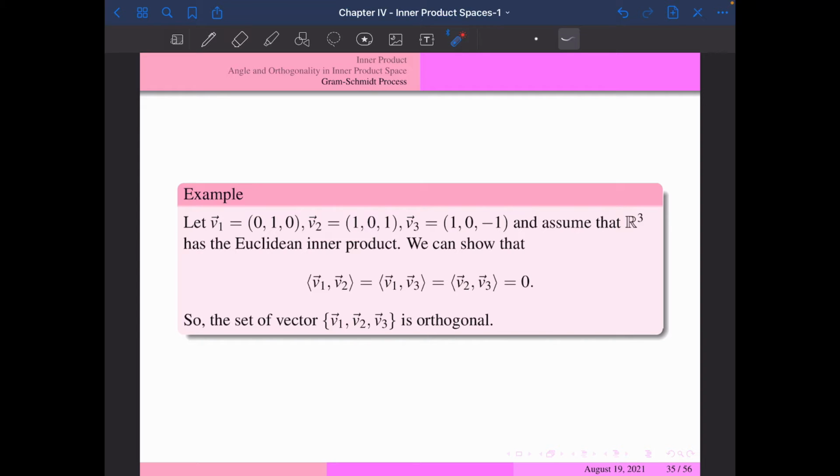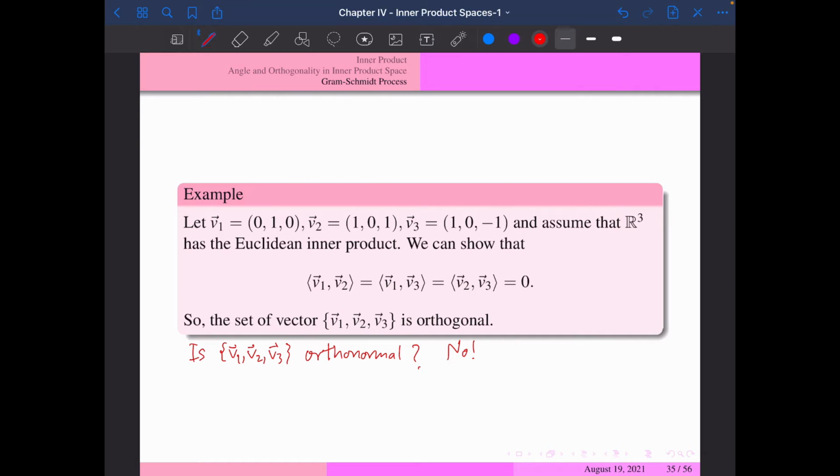From this example, I can ask something here. Is this set of v1, v2, and v3 orthonormal? The answer is no.